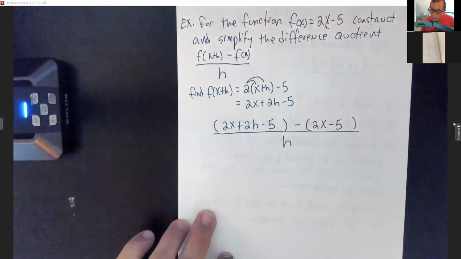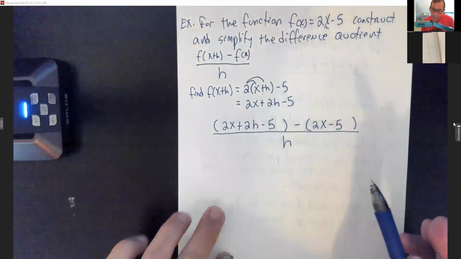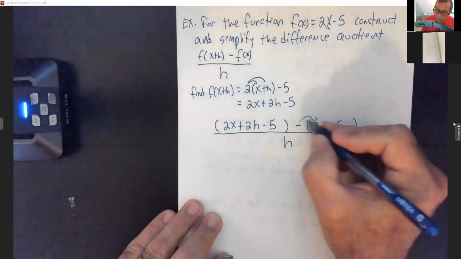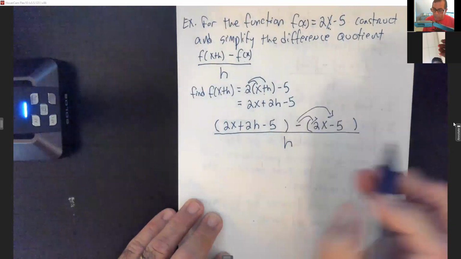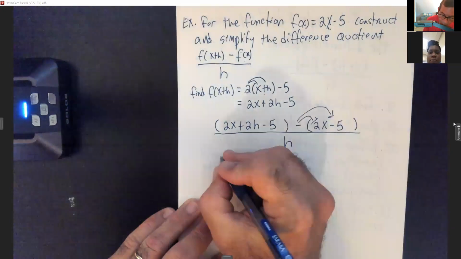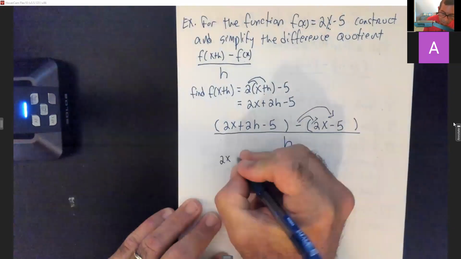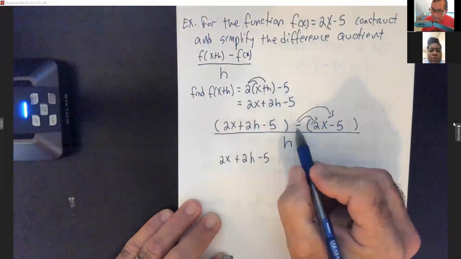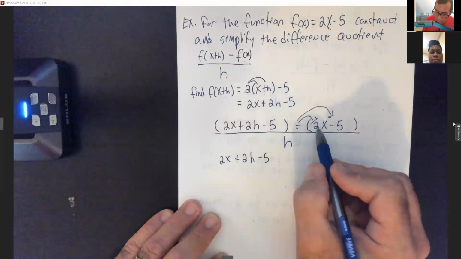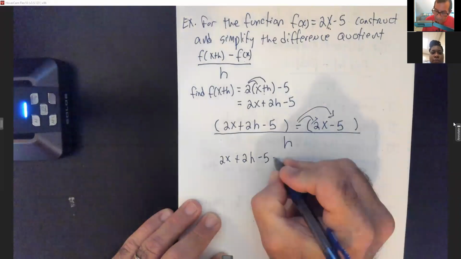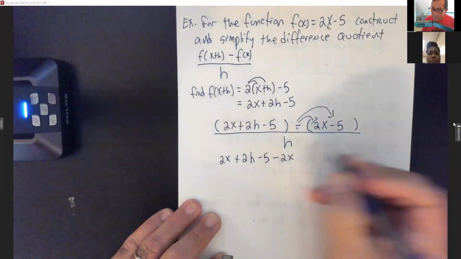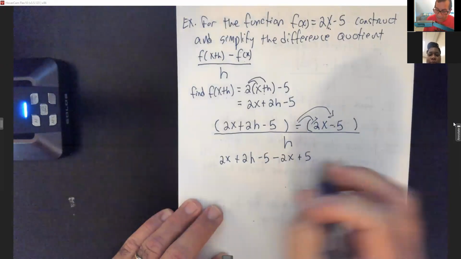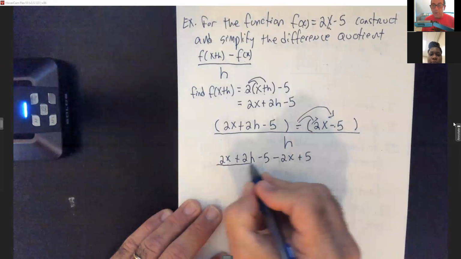So if you wanted to rewrite this, you could by distributing the subtraction. So notice the first parenthesis will come down, 2x plus 2h minus 5. Then I get a negative times a positive makes that a negative 2x. And then a negative times a negative makes that a positive 5. All of that is over h still.